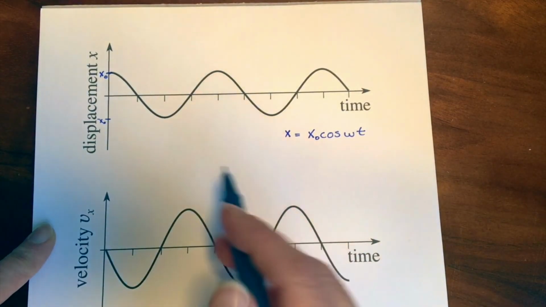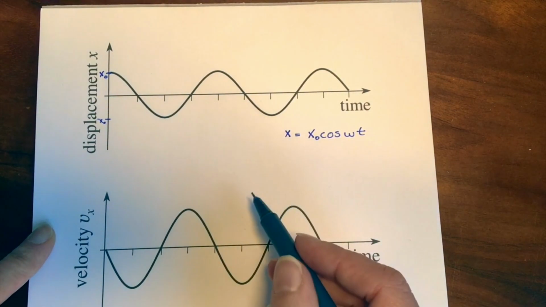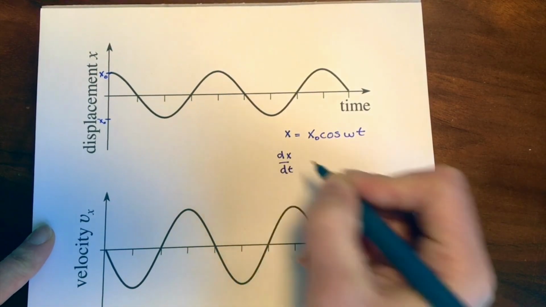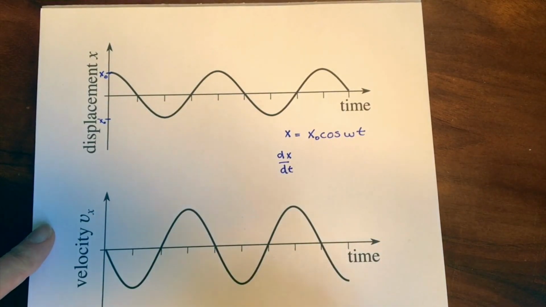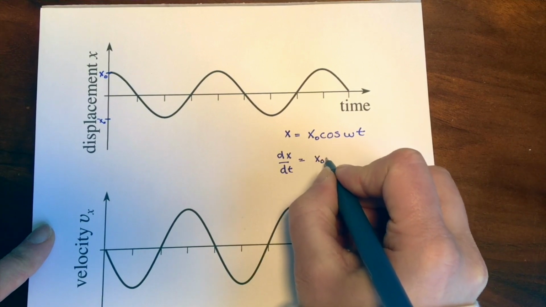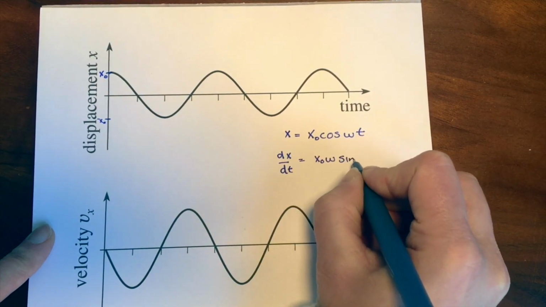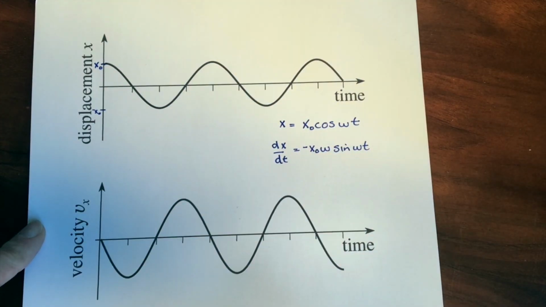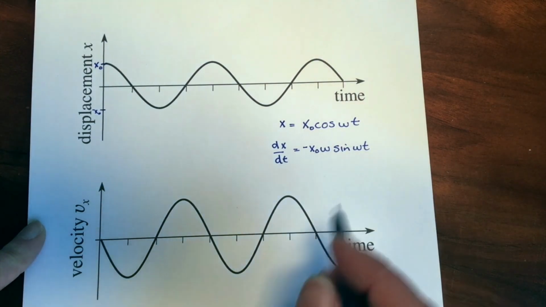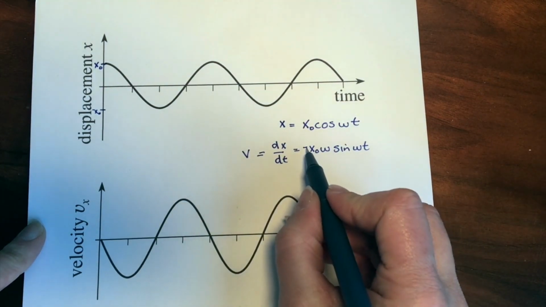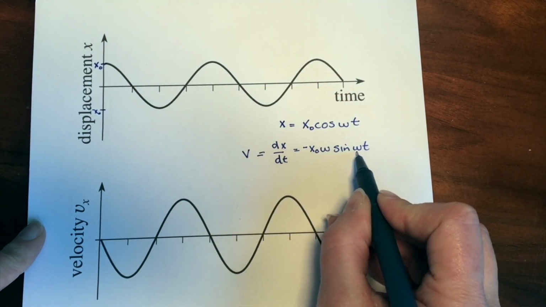We know that if we differentiate displacement with respect to time, we can obtain a formula for velocity. So let's do that. I've differentiated displacement with respect to time, and we've come up with this formula here. Let's have a look and translate that to the graph. So velocity of the object is equal to minus x0 omega sine omega t.